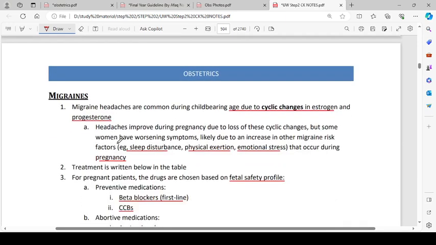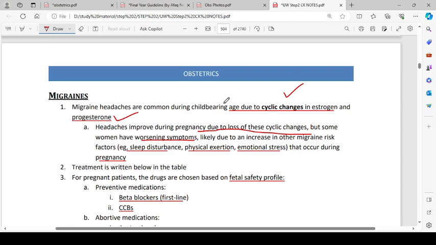Then migraines. Migraine headache are common during the childbearing age due to cyclical changes in estrogen and progesterone. Headache improves during pregnancy due to loss of these cyclical changes, but some women have worsening symptoms. So basically, pregnancy cures migraines, right?